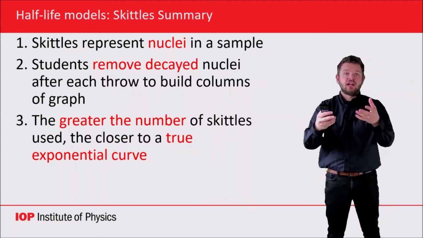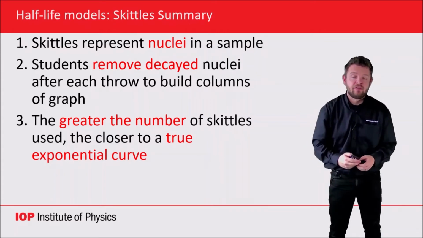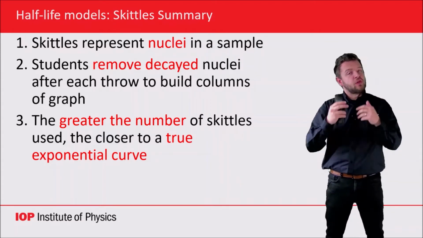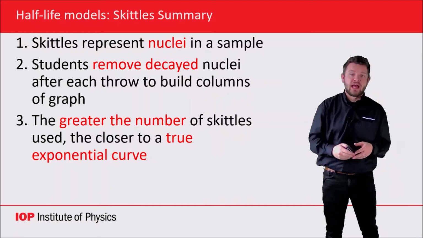If we do this with more skittles, totaling them up as a class for example, the relationship becomes closer and closer to the true exponential curve. The more skittles in your sample, the closer to a true decay curve you will get.